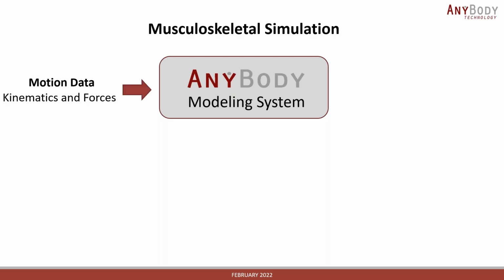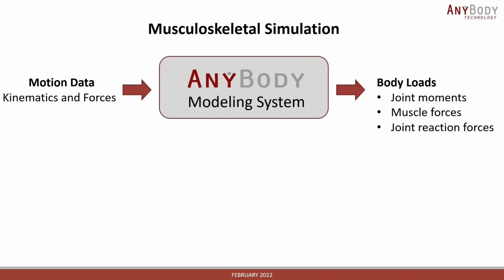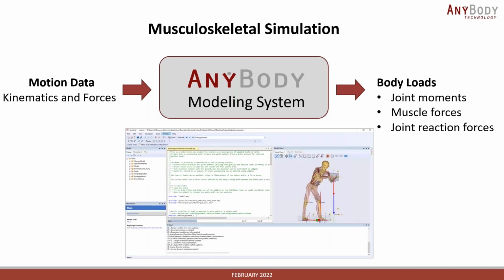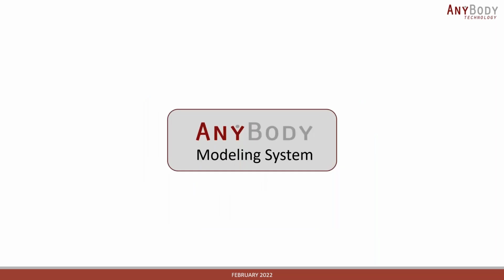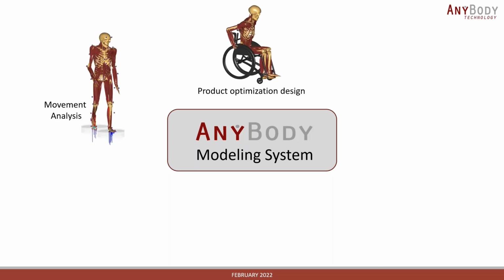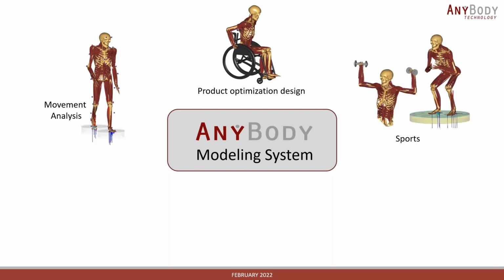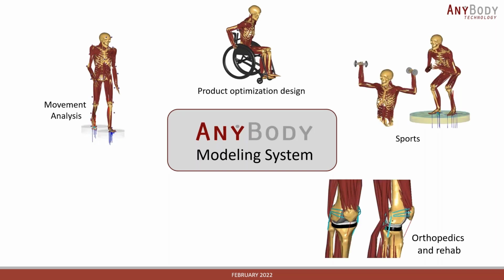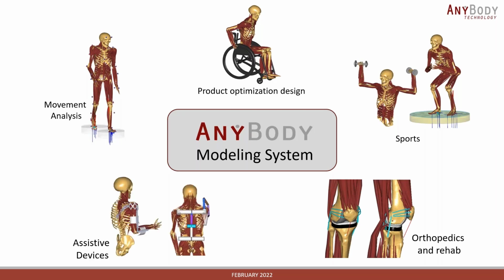As input, it takes motion data as kinematics and forces, and it calculates internal body loads as joint moments, joint reaction forces, and muscle forces. And down here in the bottom of the screen, you can see a screenshot from the actual software, which can give you an idea of how the system looks. At the moment, Anybody is used in a wide variety of areas and applications, and a few examples of this are movement analysis, product optimization design, the field of sports optimization, orthopedics and rehabilitation, and assistive devices such as exoskeletons.